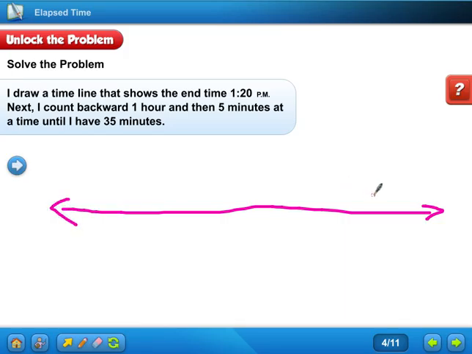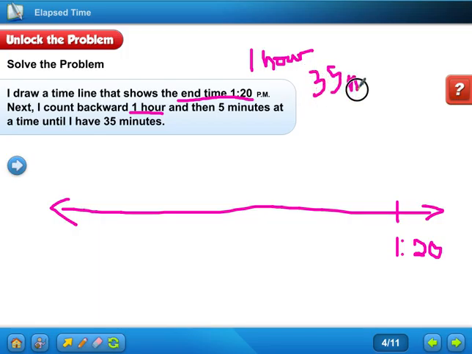I'm going to draw a line right here, kind of like a number line. My end time we know is the 1:20 p.m. That's what time they had lunch. So 1:20. Now, I know it's going to be 1 hour. Let me just write this right here. 1 hour. And then, 35 minutes.